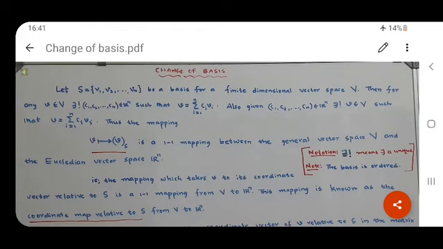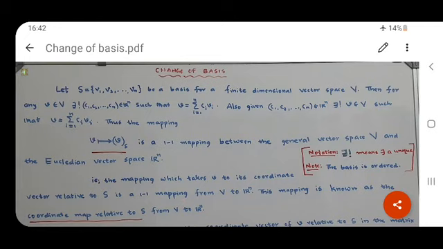Also, on the other hand, given (c1, c2, ..., cn) in Rn, there exists a unique v in the vector space V, such that v is the linear combination of the ci vi's. That is, the sum i from 1 to n of ci vi equals v. Therefore, we can define a mapping which takes each v in the vector space to the coordinate vector of v relative to S. And this mapping is a 1-1 mapping between the general vector space V and the Euclidean vector space Rn.